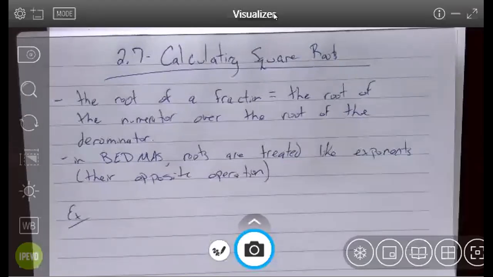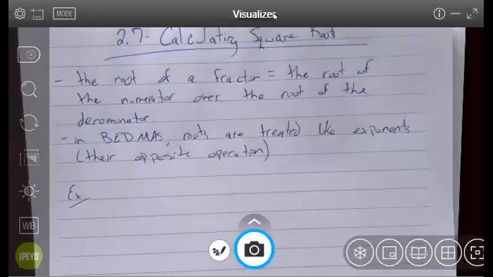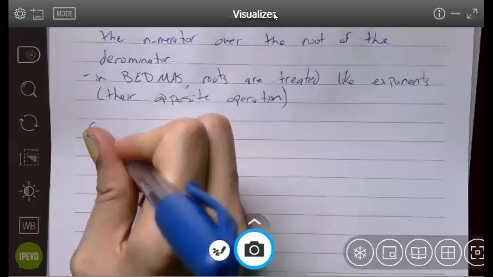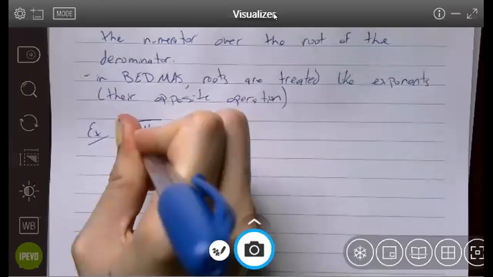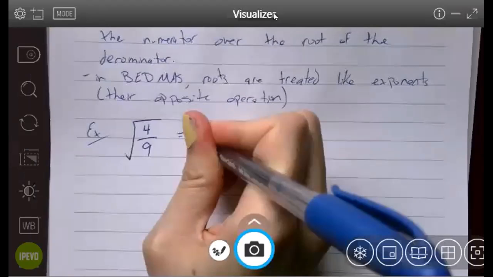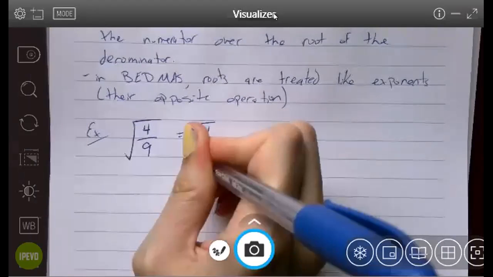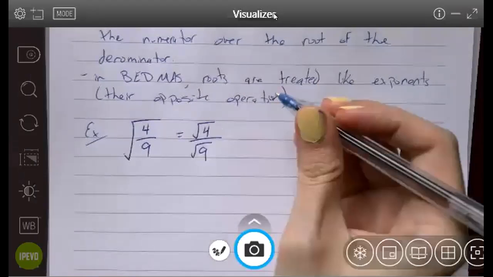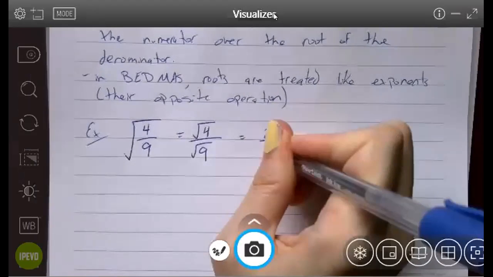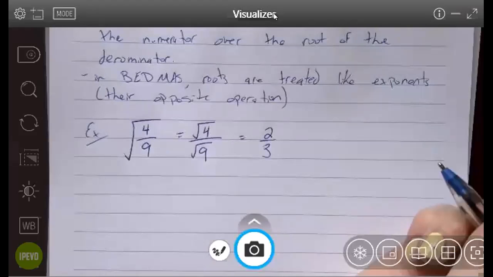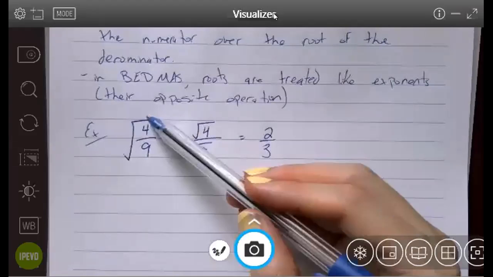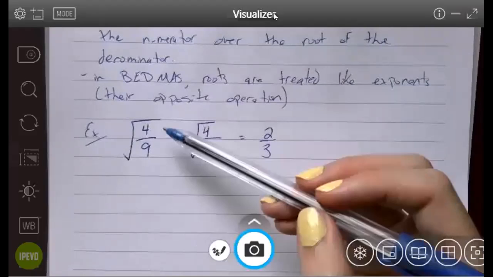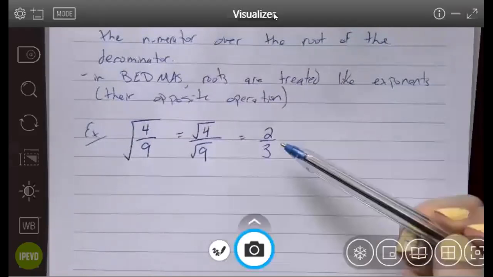Okay, let's just look at an example here of the root of a fraction. So if I had the square root of 4 over 9, I would rewrite that as the square root of 4 over the square root of 9, and then we just solve the top and bottom separately. So our final answer would be 2/3. If you were to just plug this entire thing into your calculator, you would likely get a decimal answer, like 0.6 repeating. But because it was given to us in a fraction, we have to answer it in fraction form.